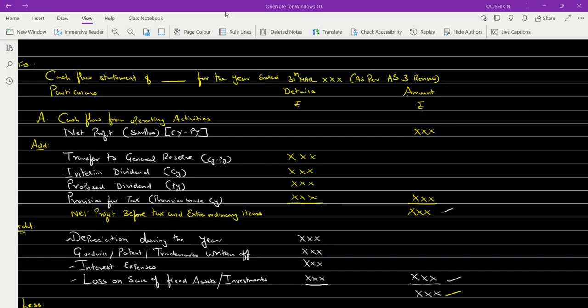Okay, now comes the last one, that is the third one, financing activity. Now we are going to discuss the third category, that is cash flow from financing activity. Literally speaking, when I use the word finance, finance is nothing but borrowings.